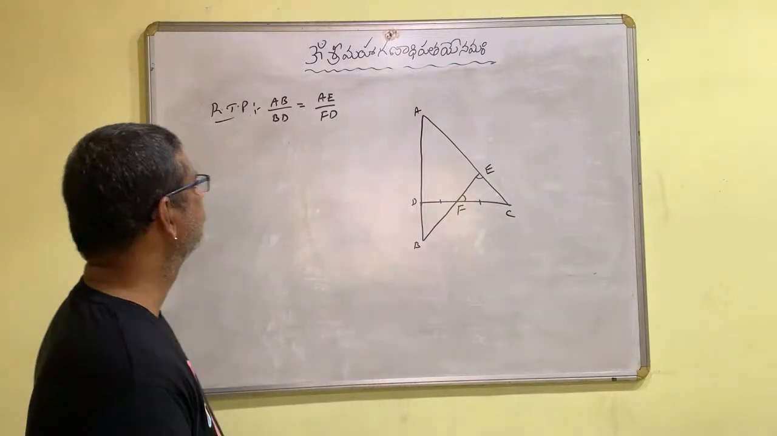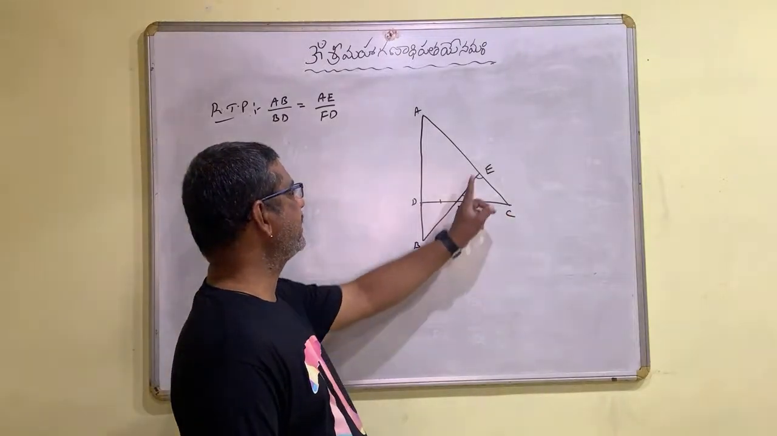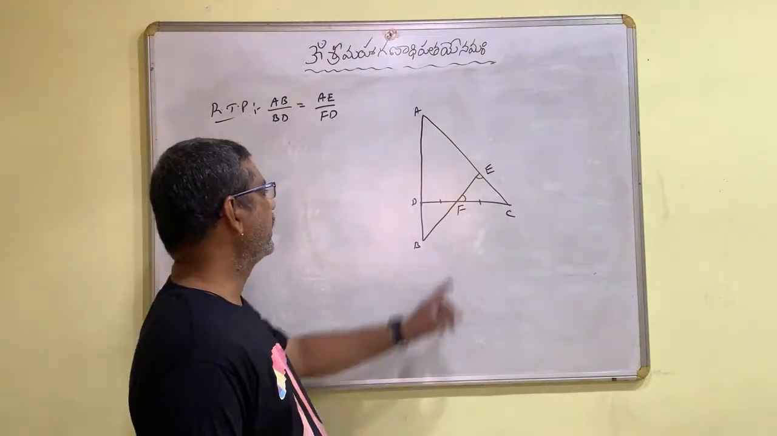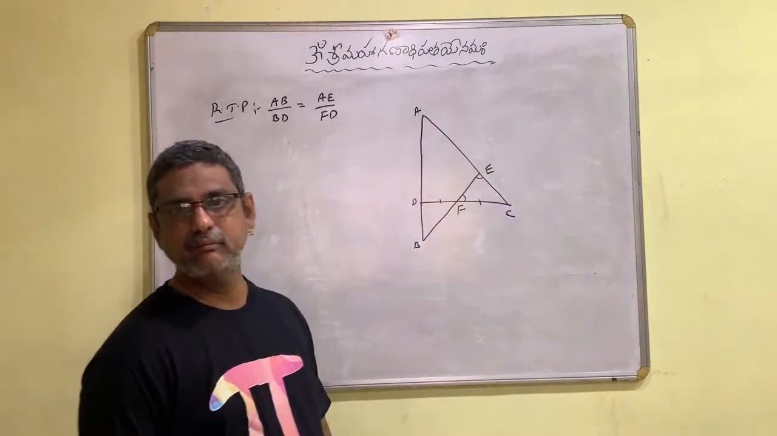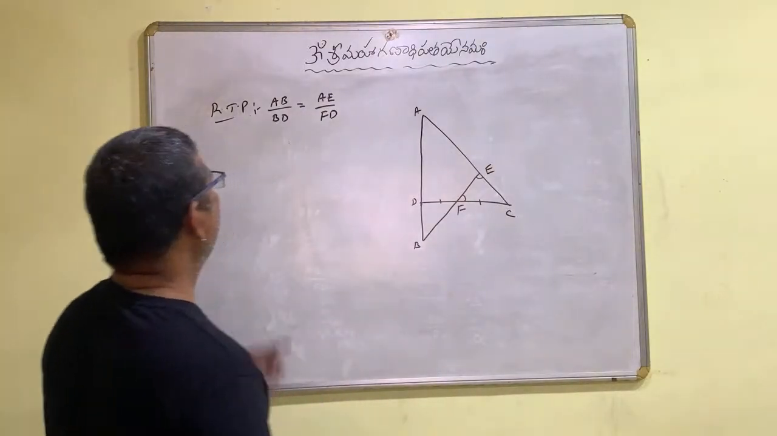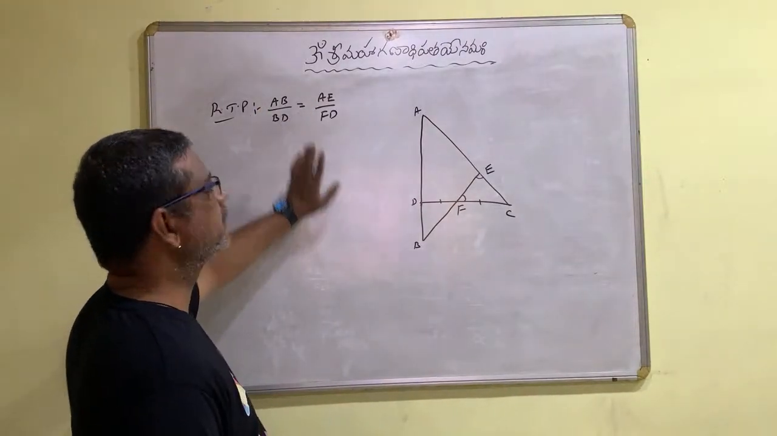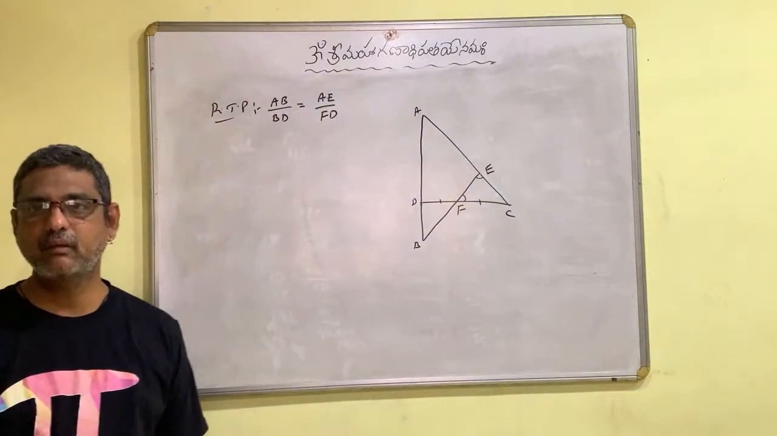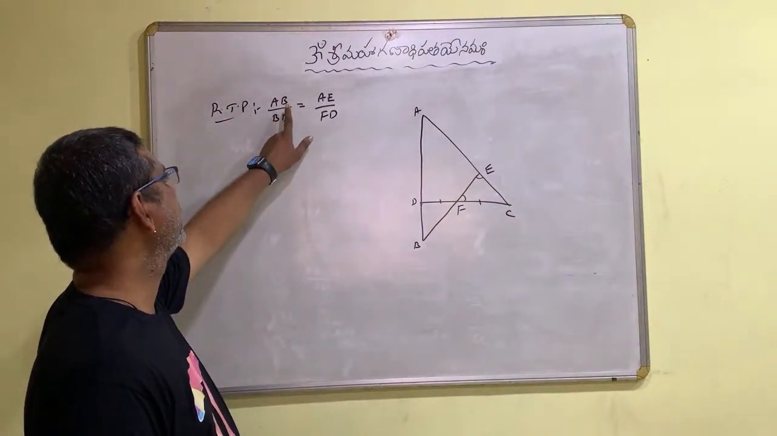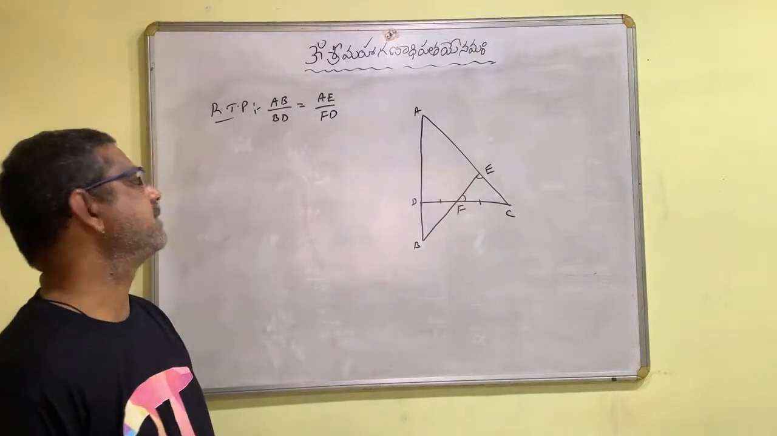Yes, see, given angle CFE and angle CEF are equal and F is the midpoint of DC, this is what is given, and we have to prove that AB by BD is equal to AE by FD. Okay? We have to prove AB by DB is equal to AE by FD.